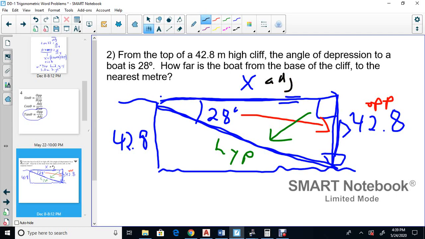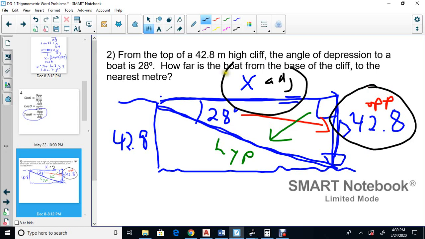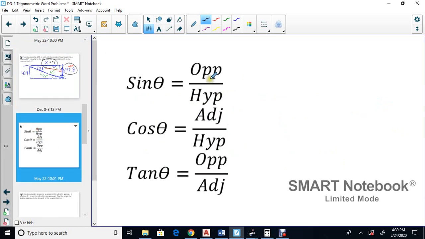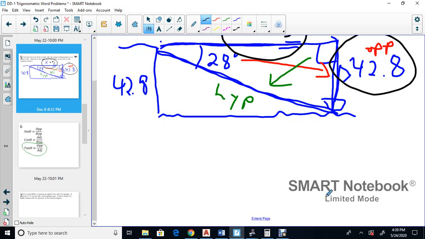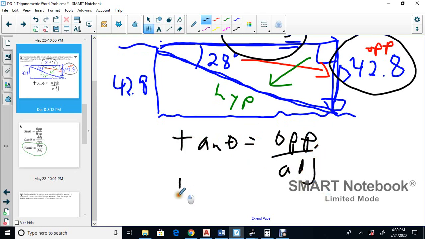Let's take a look. We've got opposite and adjacent. Looks like the same trig ratio. Let's see what has opposite and adjacent. Let's go down here. So opposite hypotenuse, not sine. Adjacent hypotenuse, no. Opposite, adjacent. There it is, tan again. Opposite over adjacent. Tan of theta is opposite over adjacent. So tan of 28.